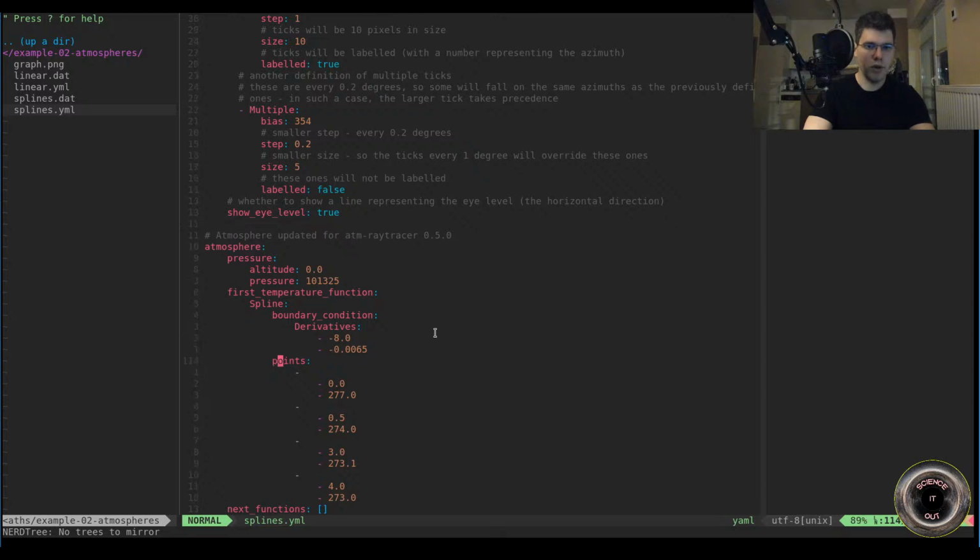So we define a set of points. So here I define that I want the temperature at 0 altitude to be 277, at half a meter altitude to be 274, at 3 meters altitude to be this, and at 4 meters altitude to be this. And I also define boundary conditions, because it's not enough to specify just the points, because that still leaves some degrees of freedom for the splines. So you also need to set some conditions on the edge points, so on the first and on the last point. And this is doable in a few different ways.